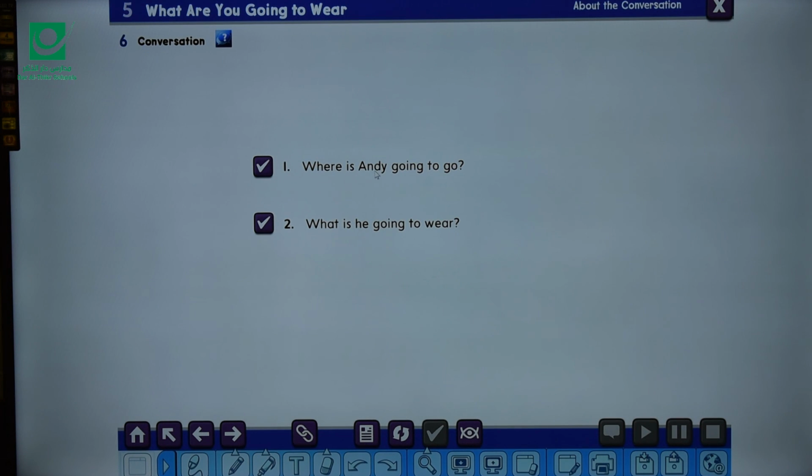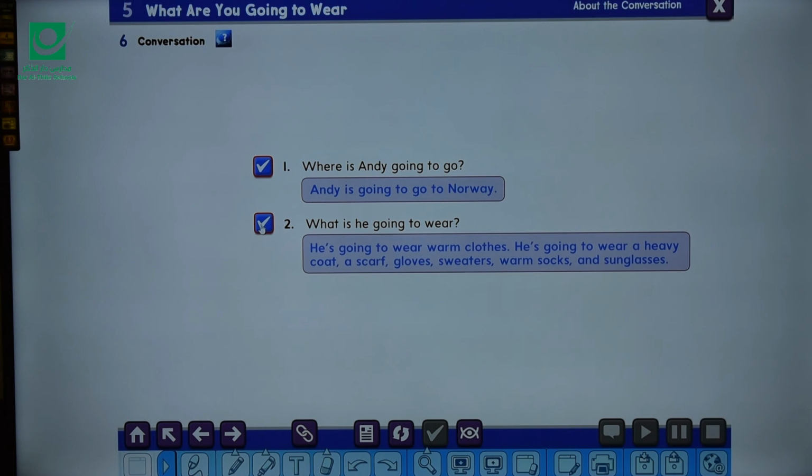Where is Andy going to go? As we heard, Andy is going to go to Norway. What is he going to wear? Exactly. He's going to wear warm clothes. He's going to wear a heavy coat, a scarf, gloves, sweaters, warm socks, and sunglasses.